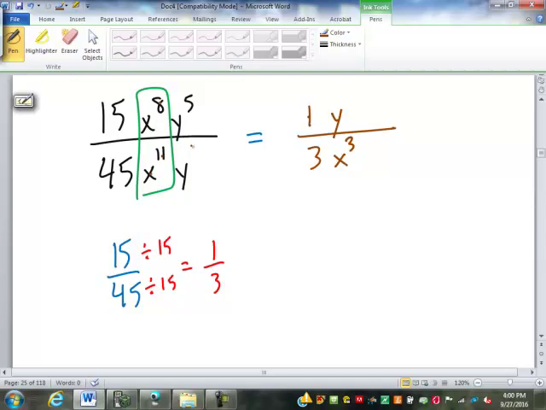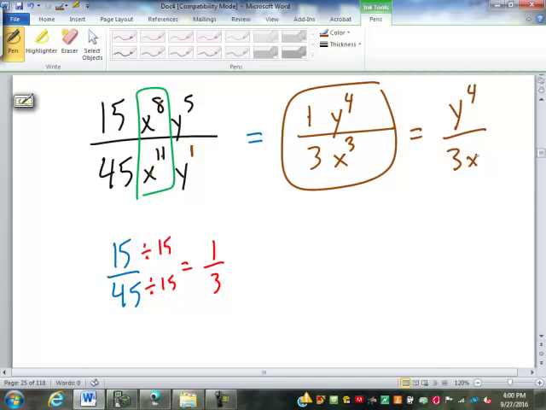Careful. Think of that as y to the 1. 5 minus 1 is 4. So y to the 4th goes on top. Larger power was on top. Y to the 4th. Leaving it like this is not wrong. That's actually perfectly acceptable. Generally, we have 1 times y to the 4th, so we just write that as y to the 4th over 3x to the 3rd.